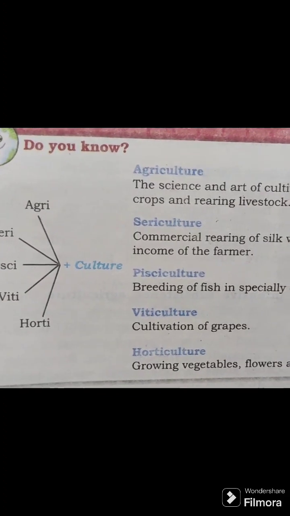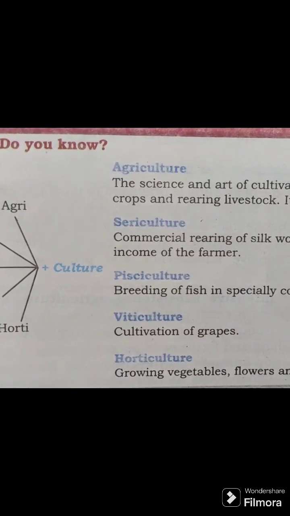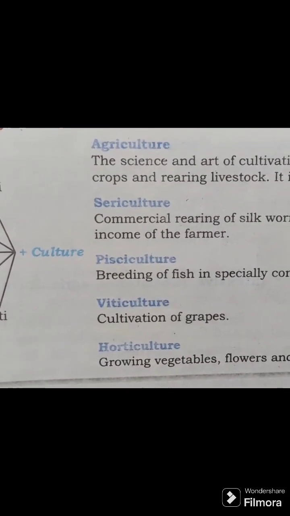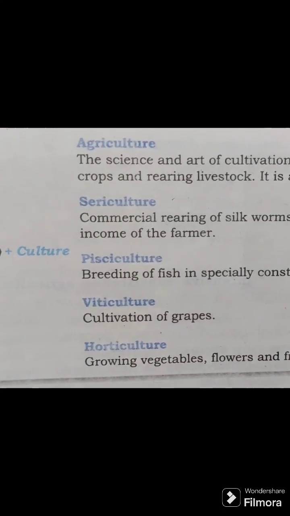We have one Do You Know column. It has the meanings of some terms. Agriculture, the science and art of cultivation on the soil, raising crops and rearing livestock. It is also called farming. Sericulture means commercial rearing of silkworms.